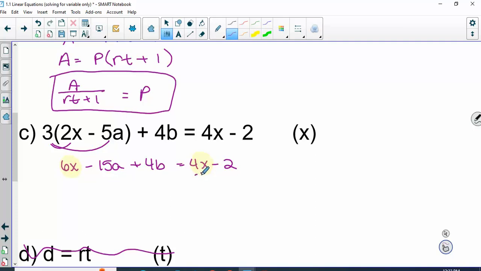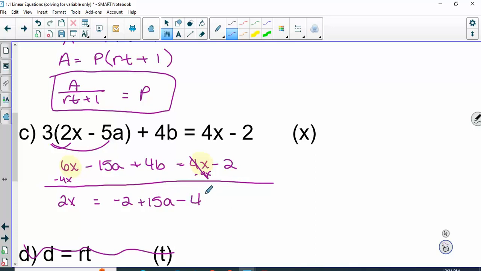So if I subtract over my 4x, and then do I want this 15a and 4b? No, so we're going to move those over. So we are going to add over the 15a, subtract over the 4b. And you could have those written in a different order, just as long as the 2 and the 4 are negatives. And then final step.